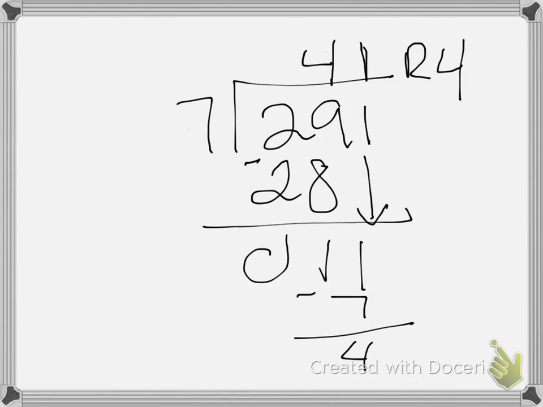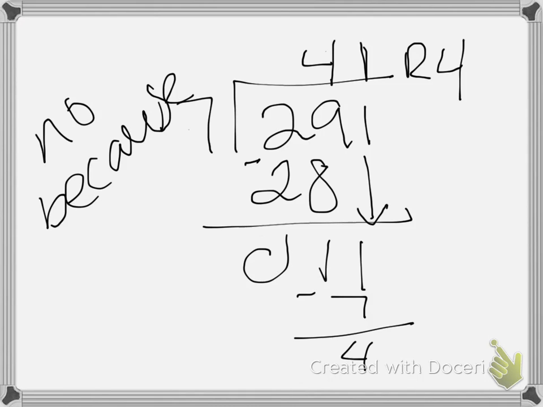Is 7 a factor of 291? No. So on your paper, I need to see no because, and I will accept your work as an answer. If you want to add some words, no, because 7 does not go into 291 evenly. There is a remainder.